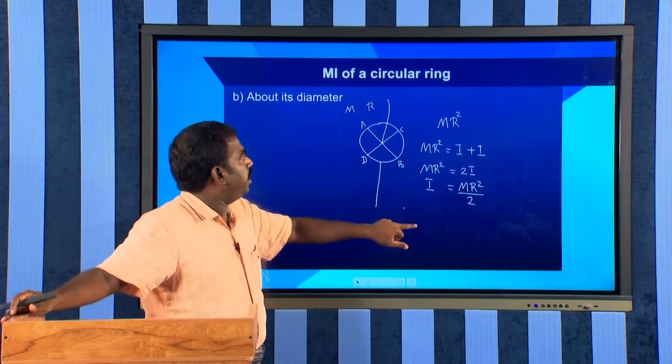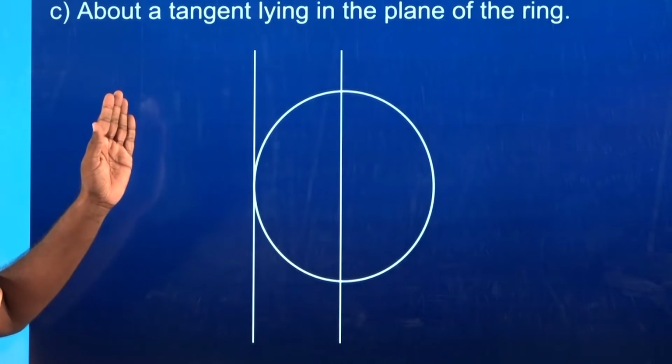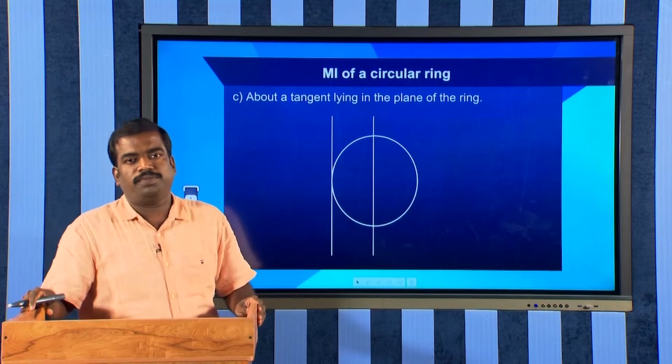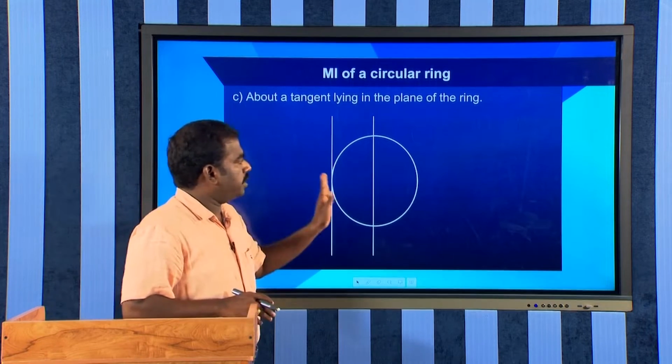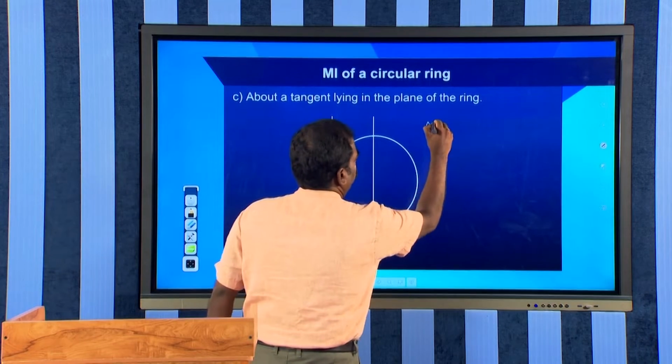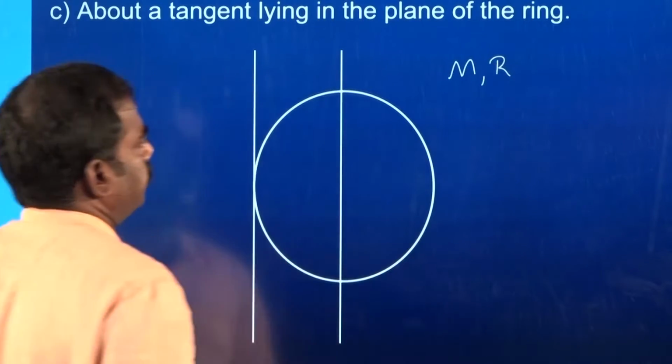Next, we will consider the moment of inertia of the same circular ring about a tangent lying in the plane of the ring. Here also we are considering a circular ring of mass capital M and radius capital R.